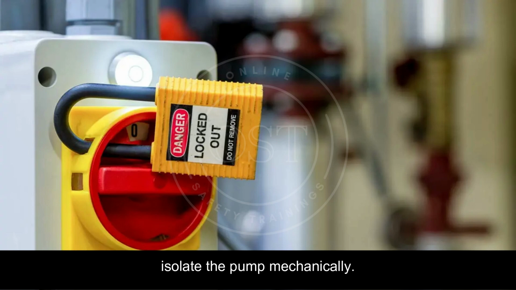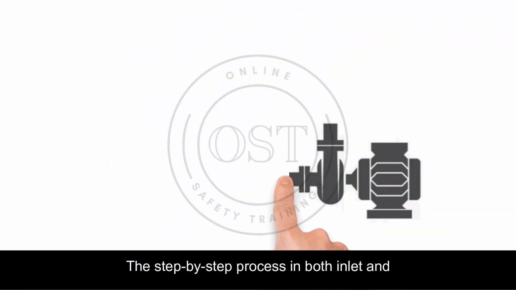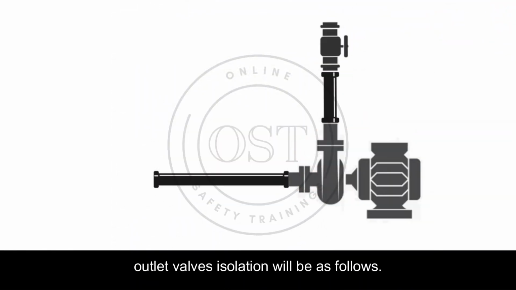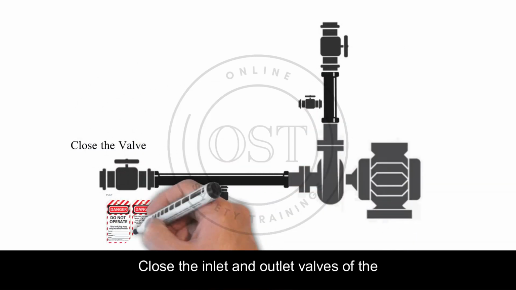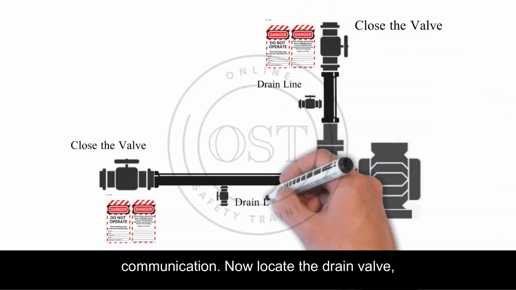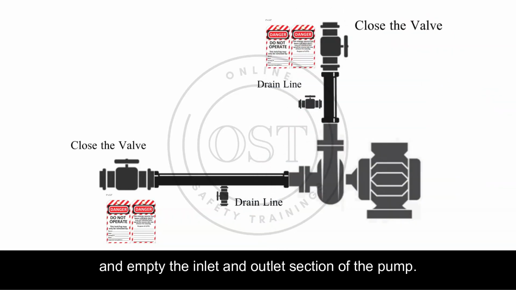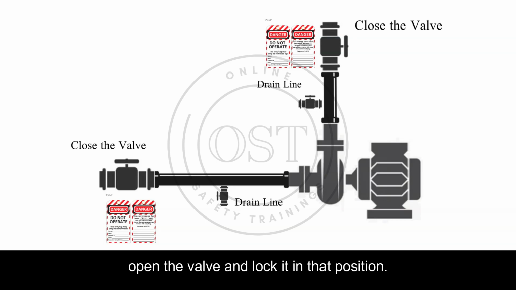Now you need to isolate the pump mechanically. So, the step-by-step process in both inlet and outlet valves isolation will be as follows. Close the inlet and outlet valves of the pump and put a lock and a tag for communication. Now locate the drain valve and empty the inlet and outlet section of the pump. Keep the drain valve in open lock position, which means open the valve and lock it in that position.